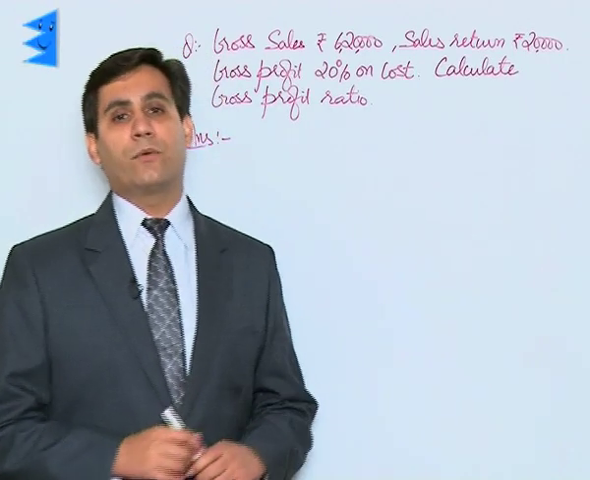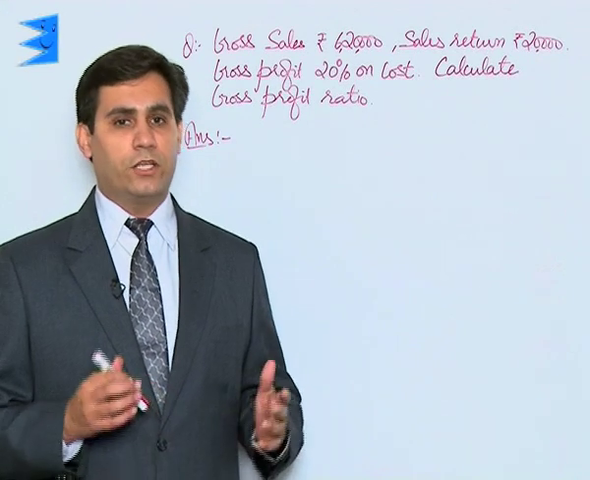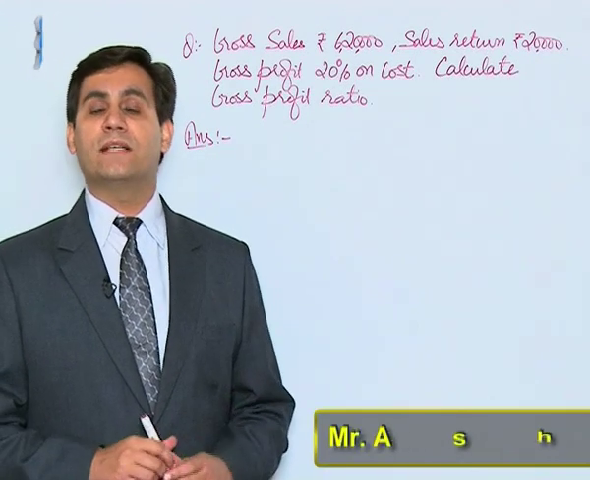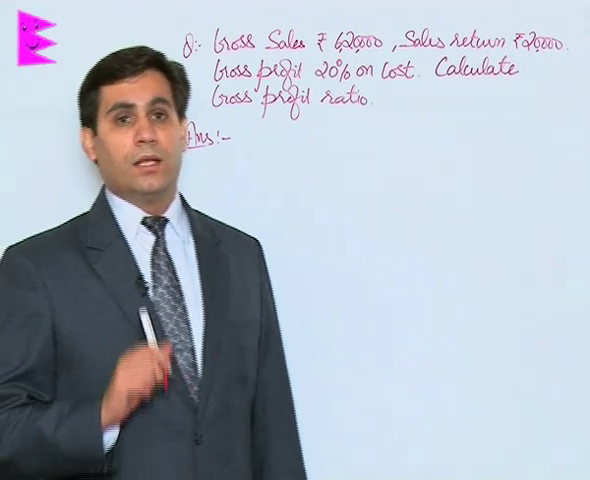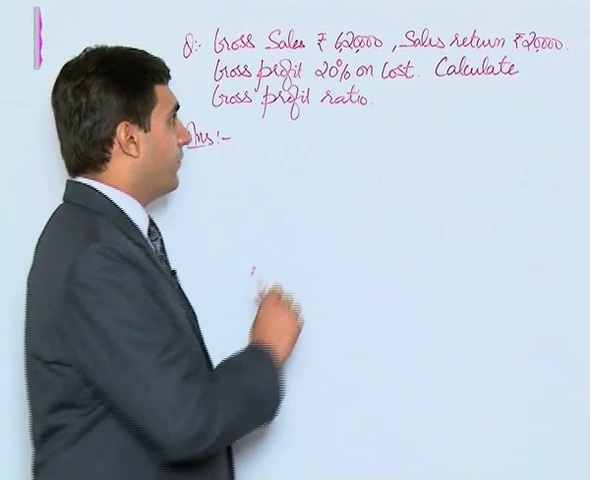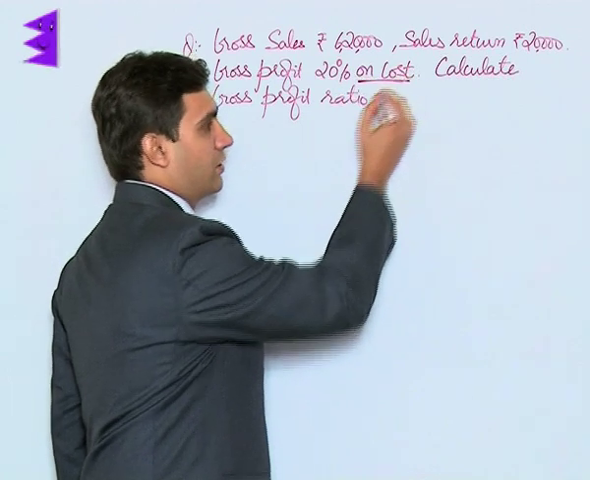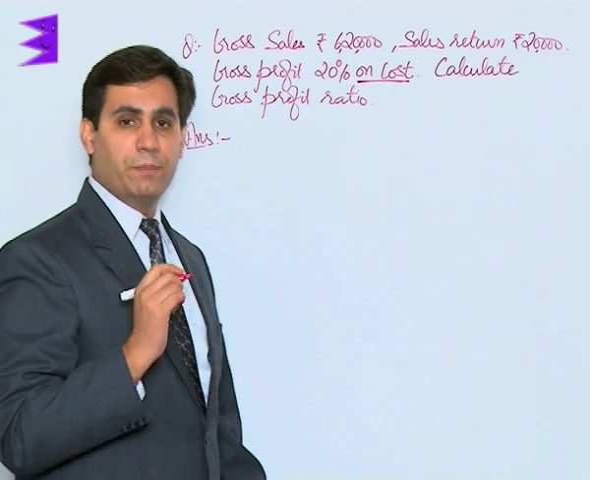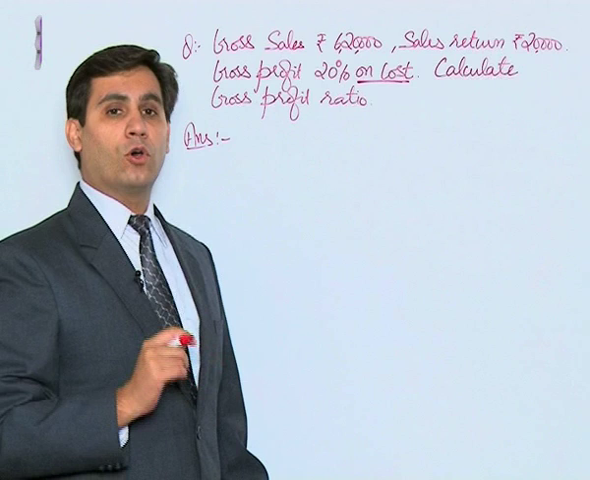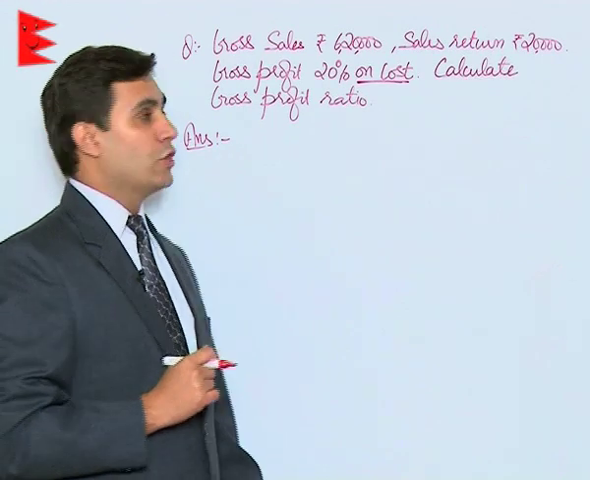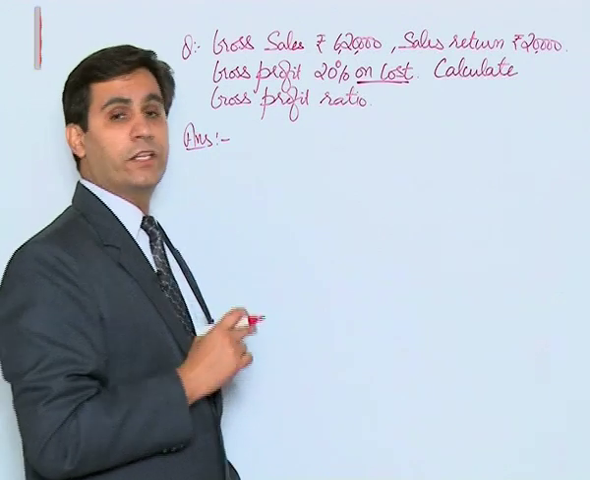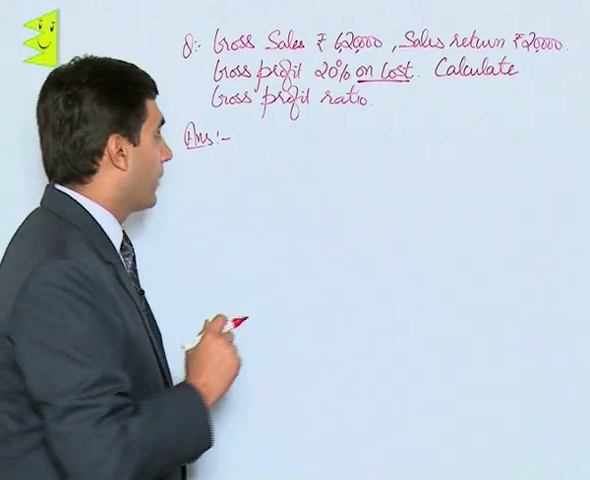In this question, we are required to calculate gross profit ratio. The information given to us includes gross sales, sales return, plus we are given gross profit as a percentage on cost. Now students, remember that gross profit is always calculated taking sales as the base. So we are required to calculate gross profit ratio on sales.